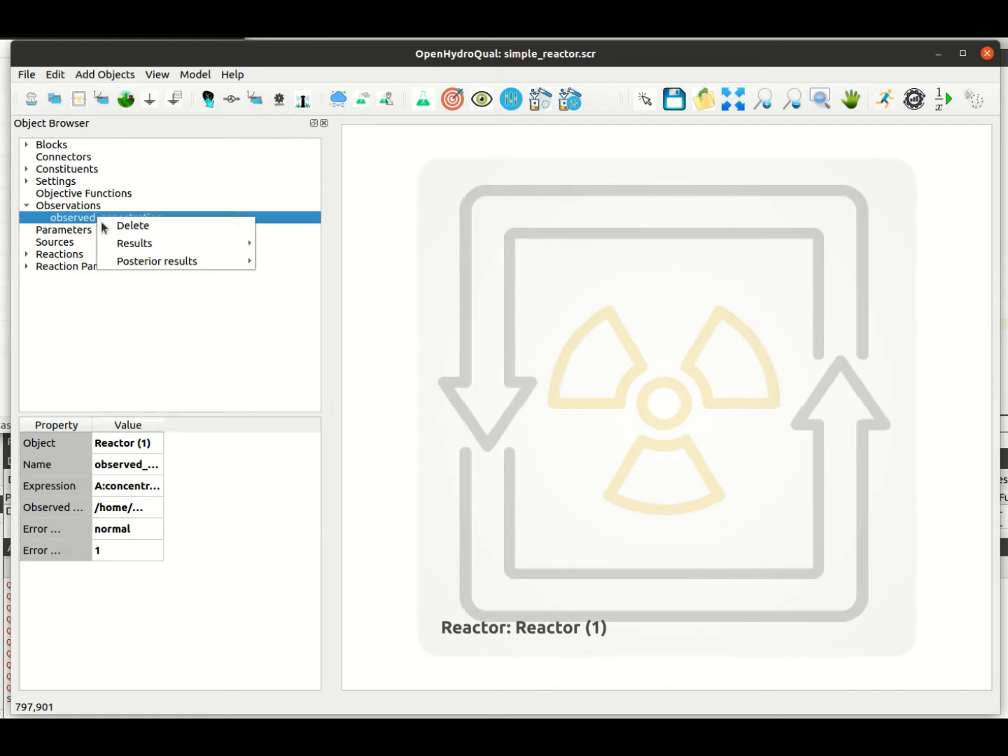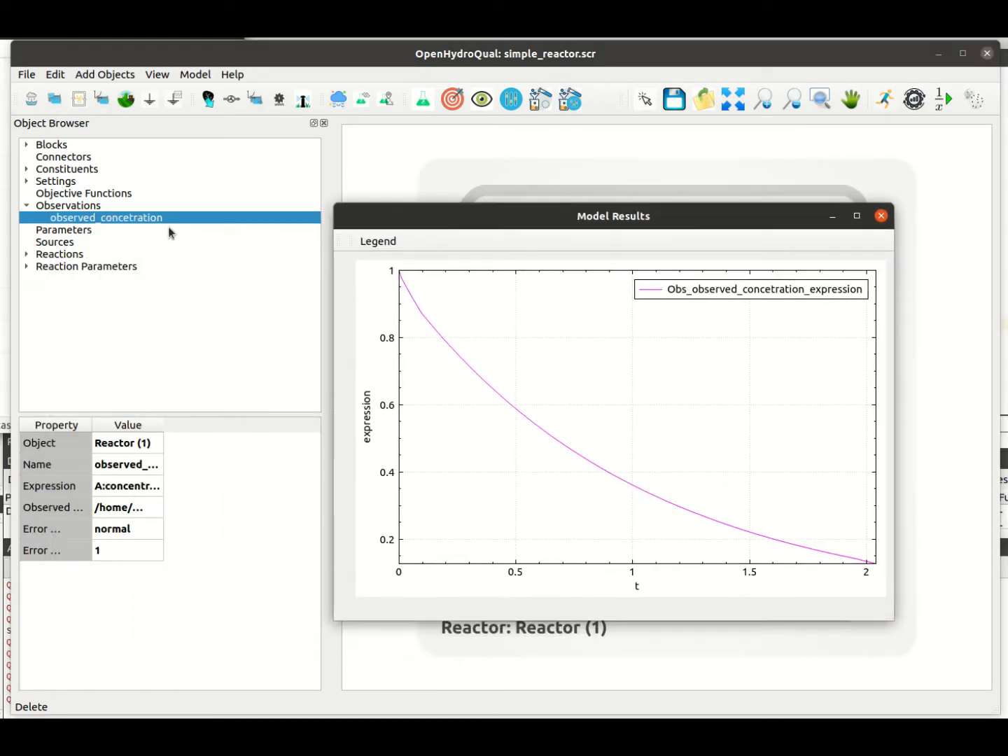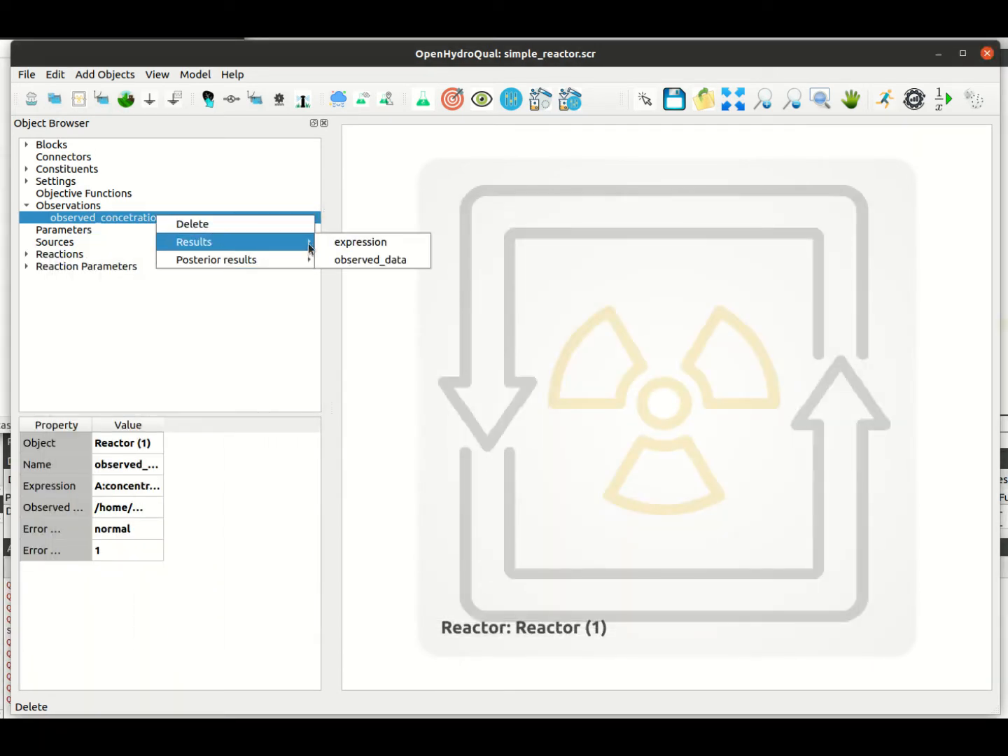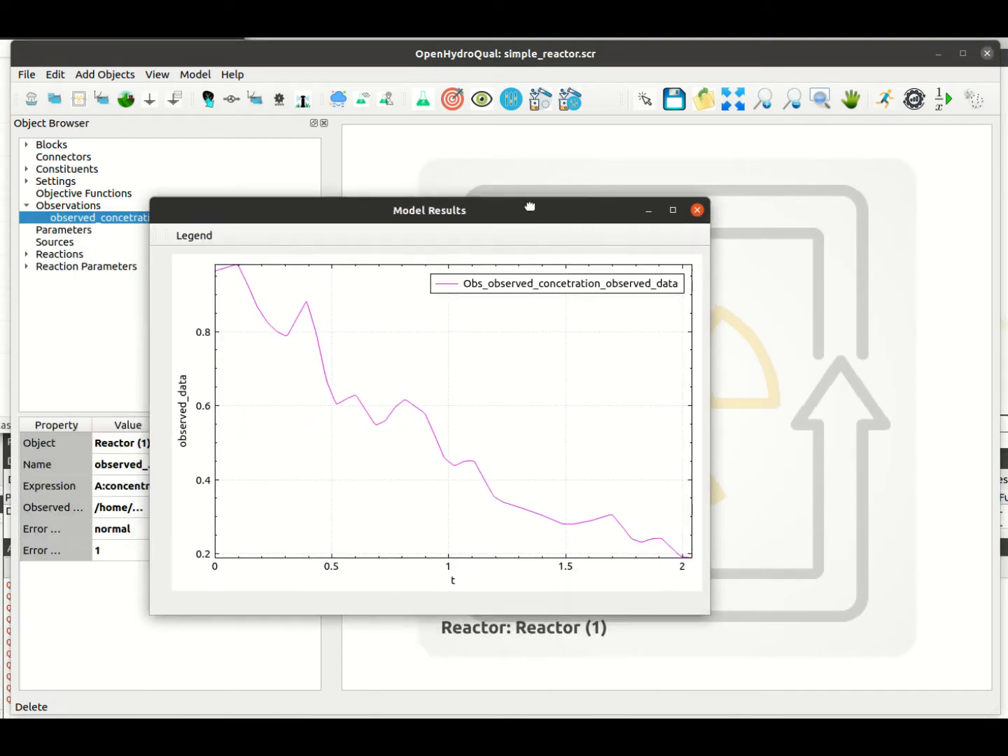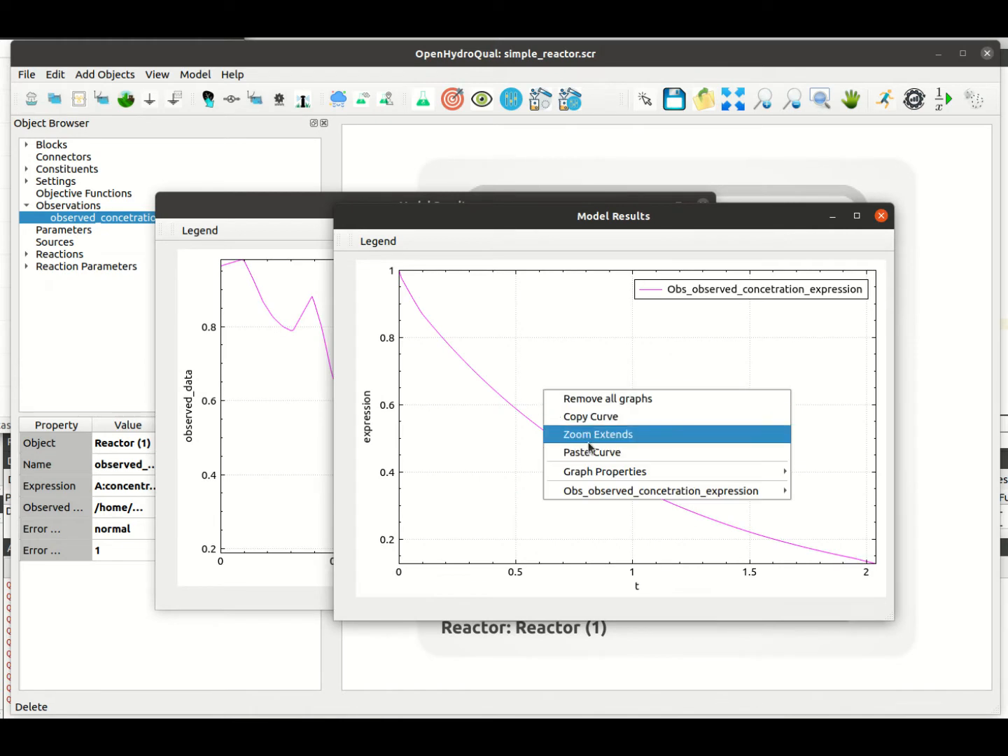If I right click on this observed concentration, I can look at the model prediction by clicking on results and then expression. This is the model prediction, and then I can also look at the observed data. So I can compare them. I can copy the observed data and then go here and paste.